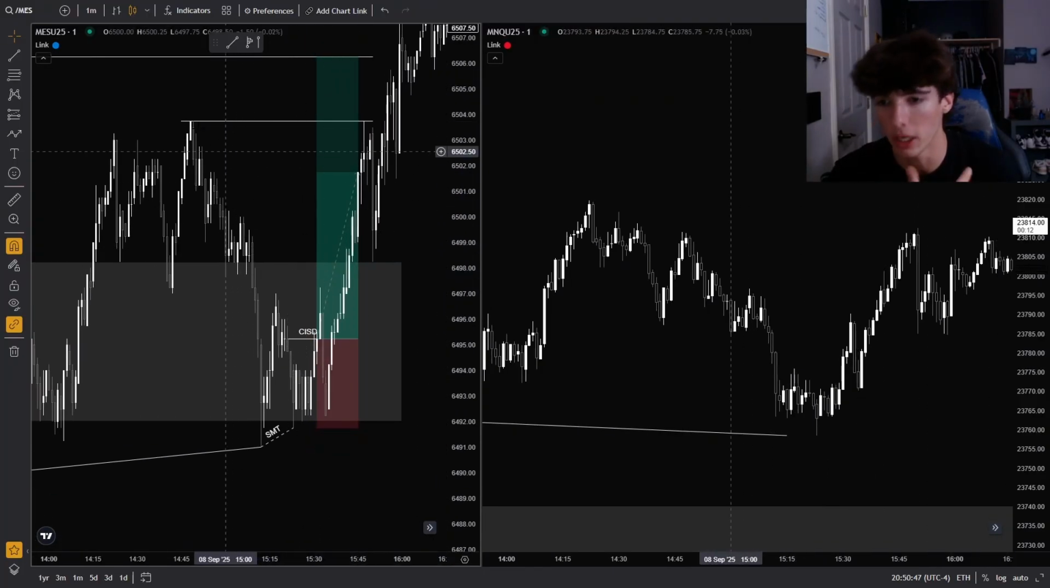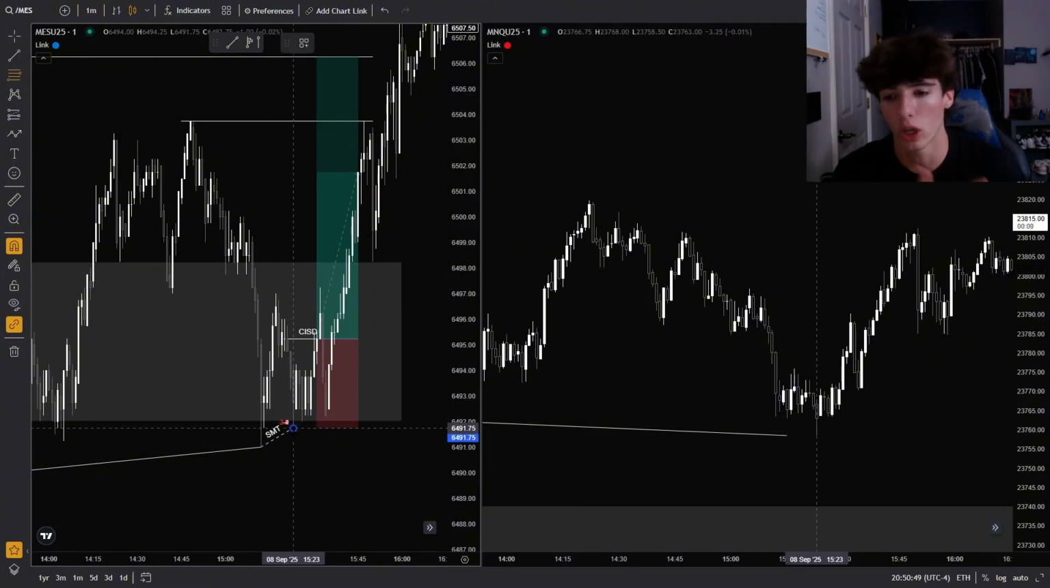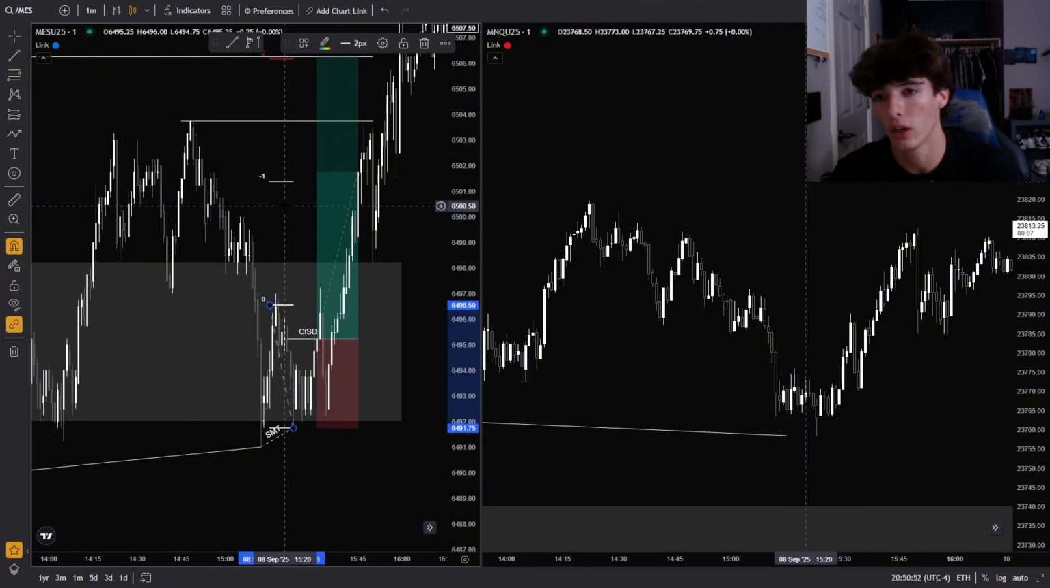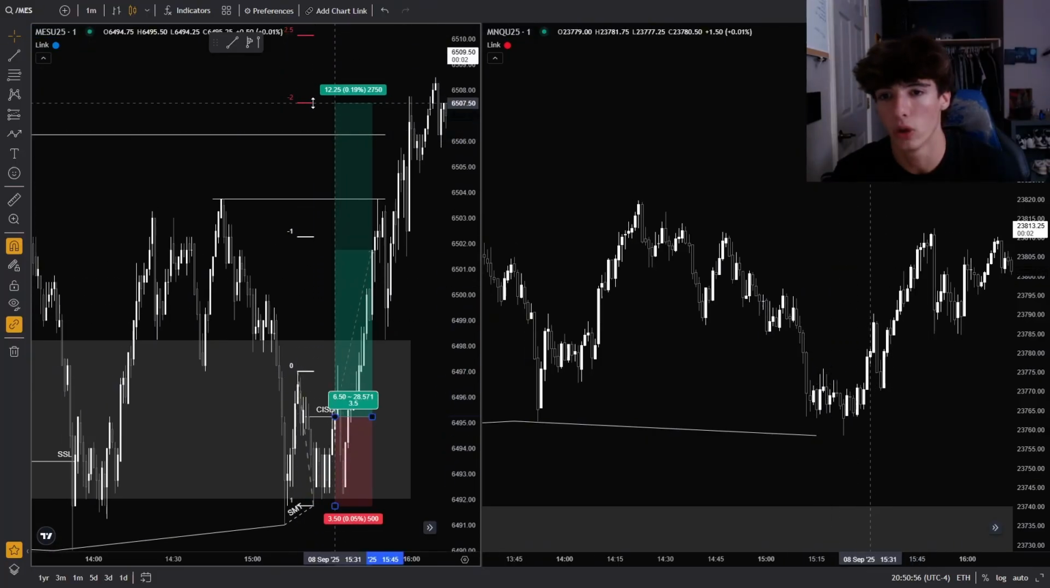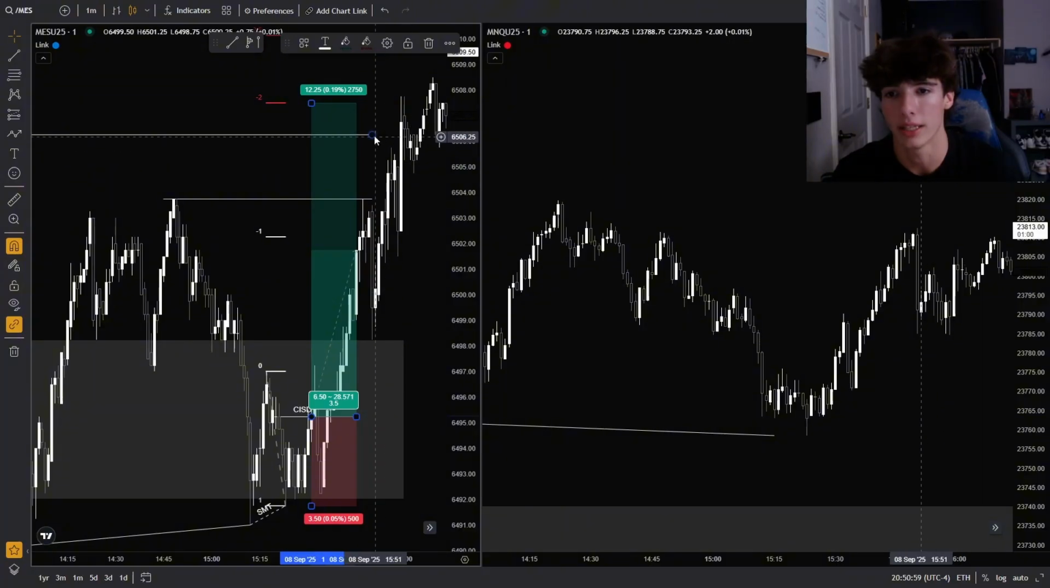And if you want to mark out the manipulation leg to find out the real true draw on liquidity, mark that out either here or here. That takes you right to this high right here, where if you look, -2 gets hit on that push higher, that ends up getting taken. So that would have been maximum take profit for me.